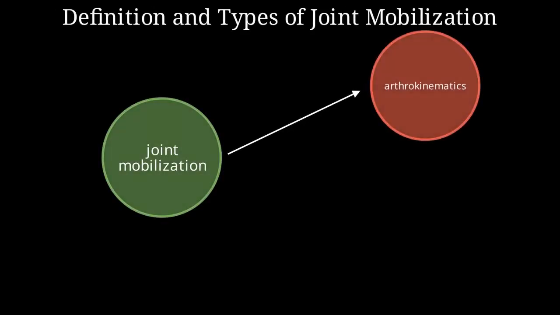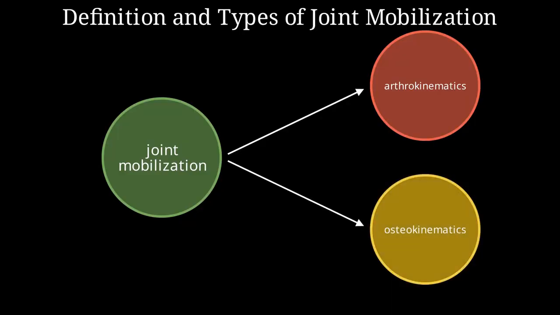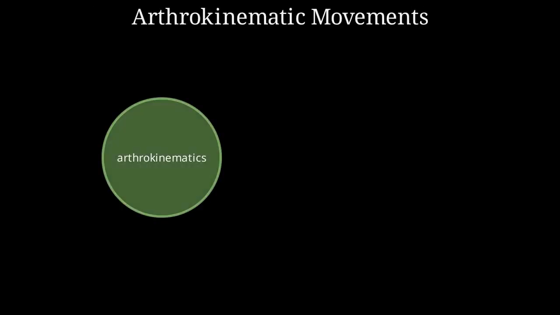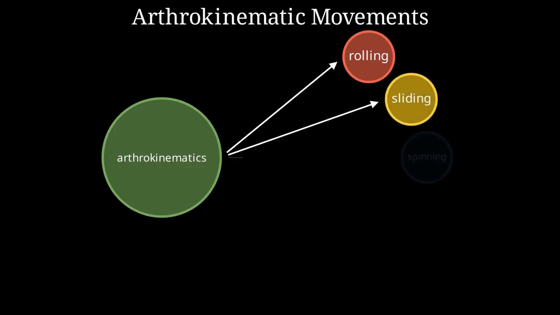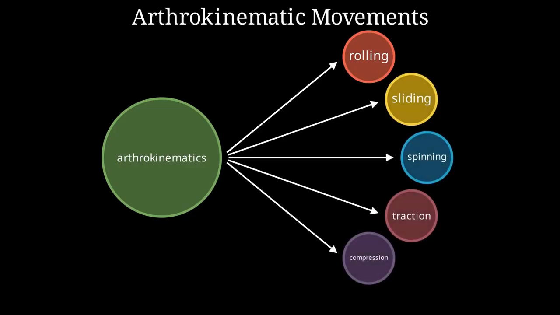Joint mobilization is a slow, repetitive, rhythmical, oscillatory movement performed by a therapist within the available range of motion, using various grades under the patient's control. There are two main types: arthrokinematics, which refers to movement at the joint surface, and osteokinematics, which refers to movement of the bones. Arthrokinematics describes the movement occurring at joint surfaces, known as joint play movements.